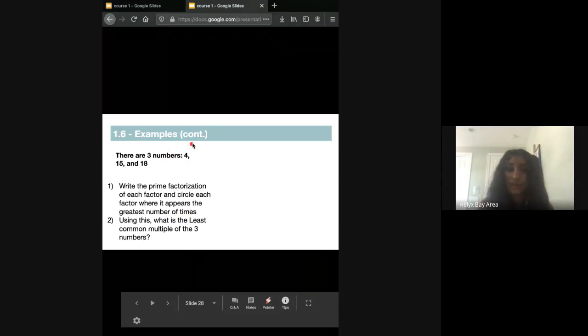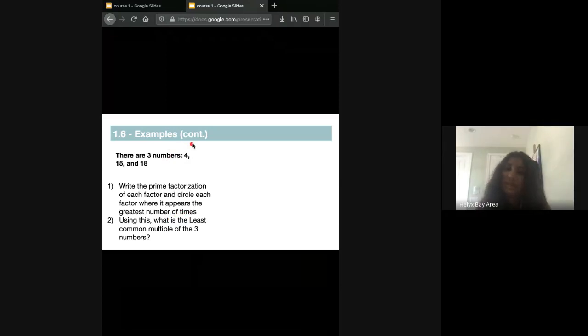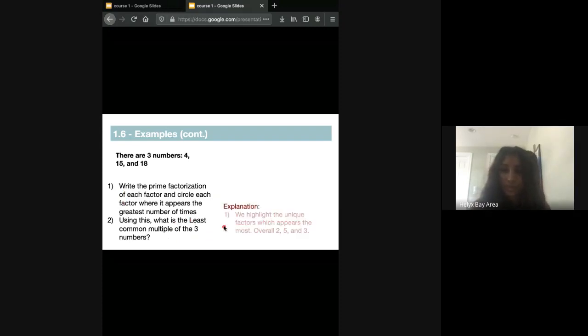So we have 3 numbers this time, 4, 15, and 18. So we're just going to write the prime factorization of each number and circle each factor where it appears the greatest number of times. Using what we find in the first question, we're going to find the least common multiple of the 3 numbers. So to solve the first one, we can highlight the unique factors and find the ones that appear the most times. Overall, this would be 2, 5, and 3. Then we can use these to find the least common multiple.